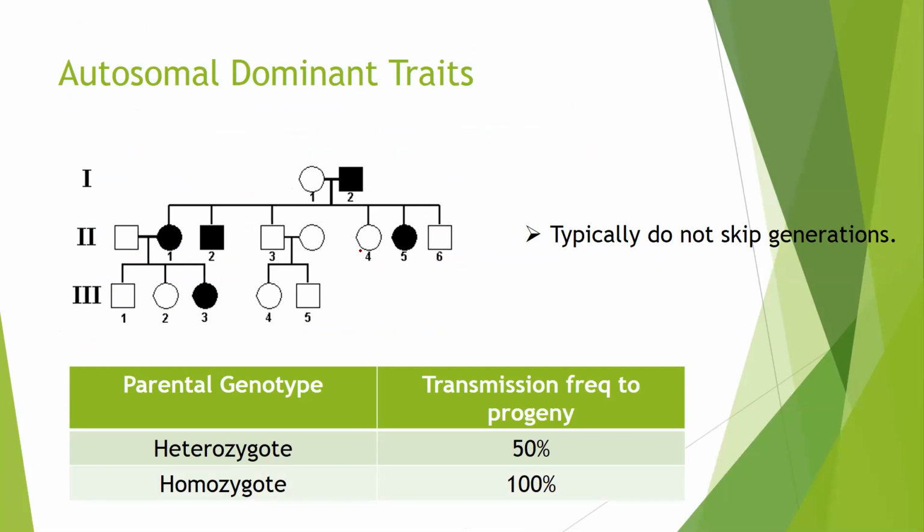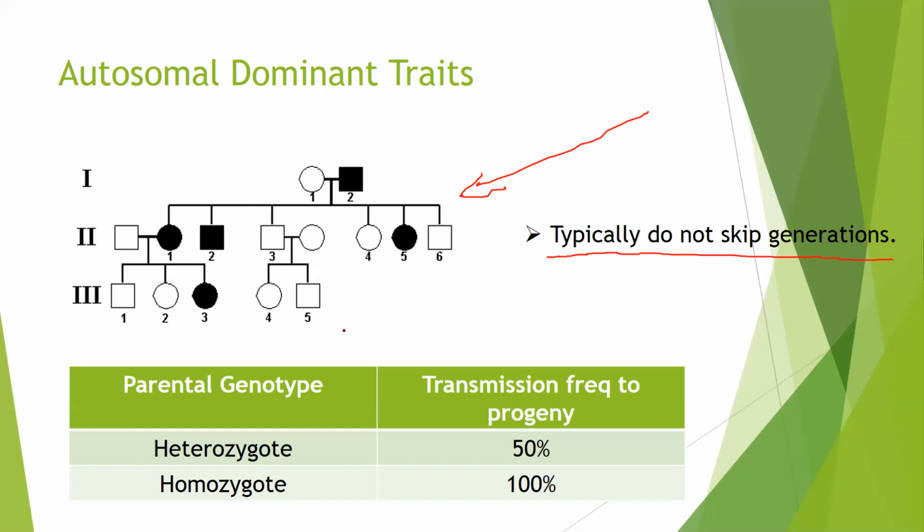So this is the so-called autosomal dominant traits. What's the difference between the autosomal dominant traits versus the autosomal recessive traits? If you look at the pedigree trees, family trees here, you're immediately going to see the difference. If this trait is autosomal dominant, you're going to see the affected individuals appearing in every single generation, right? Typically, dominant traits do not skip generations. You're going to see the affected individuals in every generation.